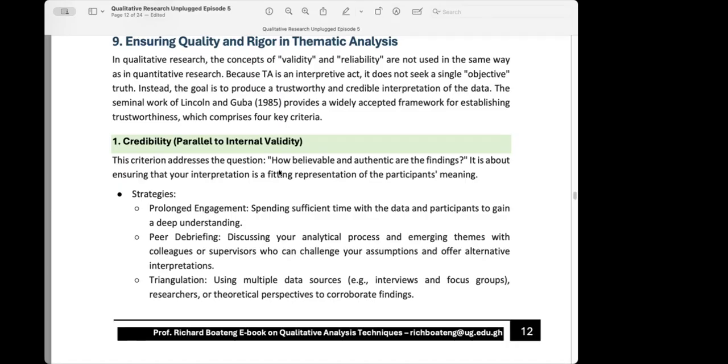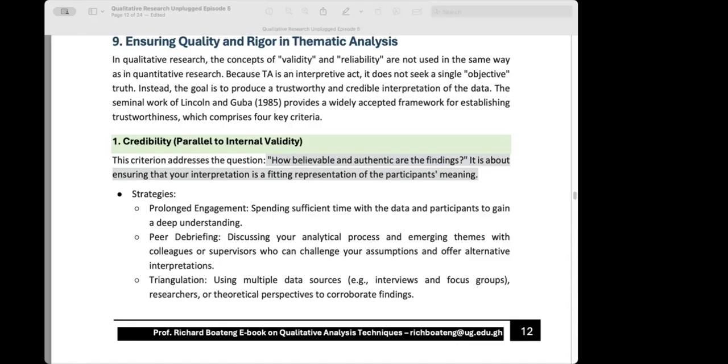The 4 criteria are credibility, transferability, dependability, and confirmability. Let's take each one. 1. Credibility, which parallels internal validity in quantitative terms. This answers the fundamental question: how believable and authentic are the findings? It's about ensuring that your interpretation is a fitting and accurate representation of the participants' intended meanings, that you haven't somehow misrepresented their experiences or perspectives, and that your conclusions genuinely resonate with the lived reality you're exploring. Are your findings credible to those who share their experiences? Okay, believability. How do you achieve that?